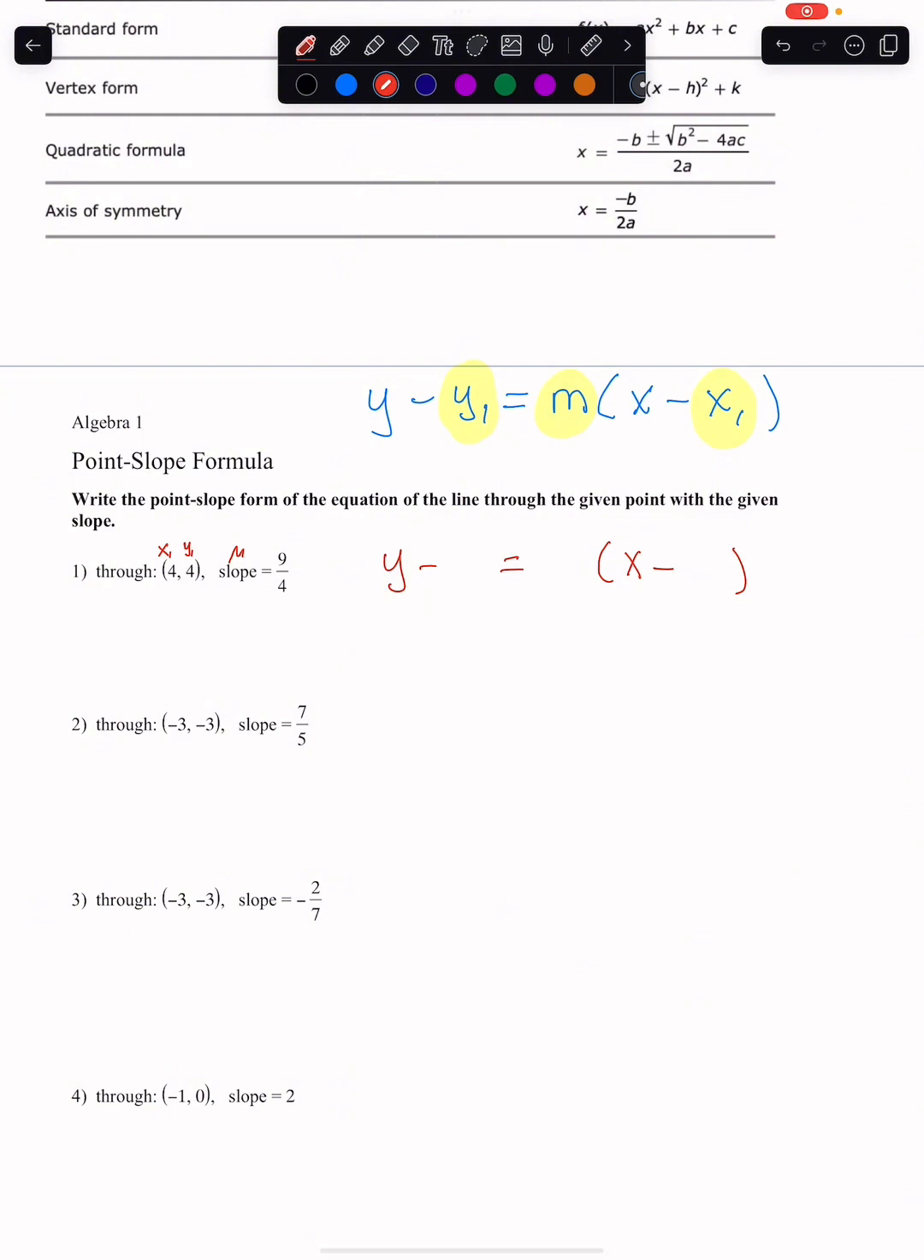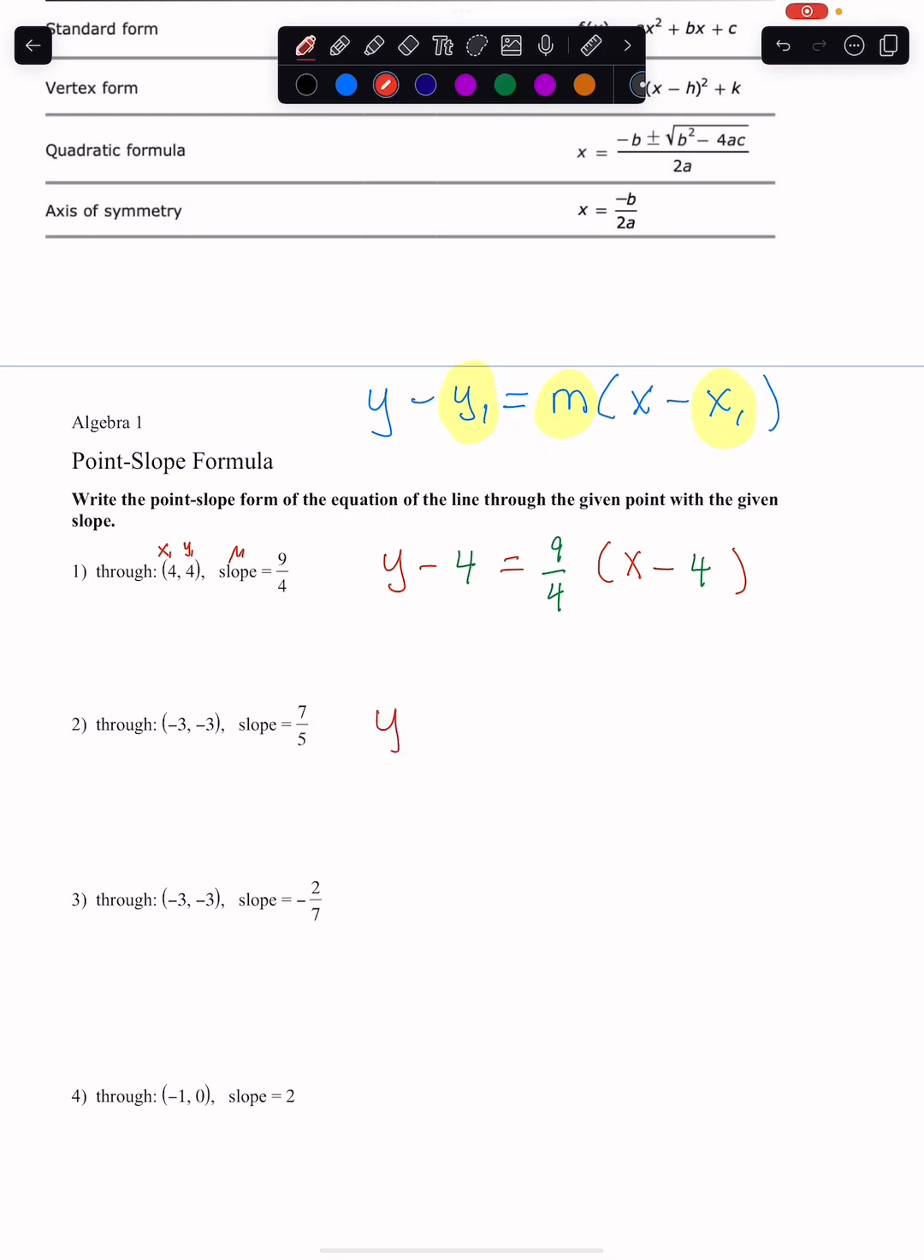y1 goes here. Actually, let's change the color. y1 goes here. m goes here. x1 goes here. Okay? Once you're there, that's all you have to do at this point. Eventually, we're going to be doing some other stuff with it. But as of right now, that's all you have to do. All right? Let's go down to the next one.